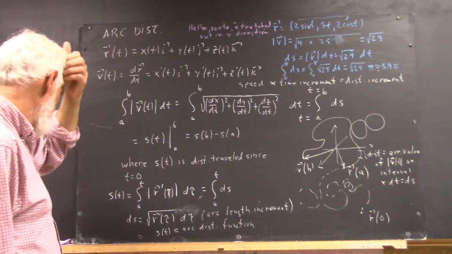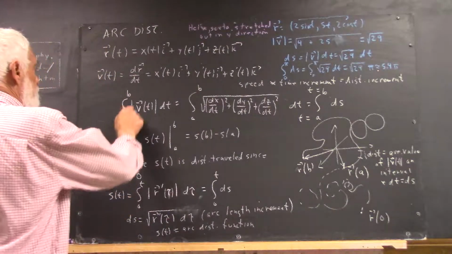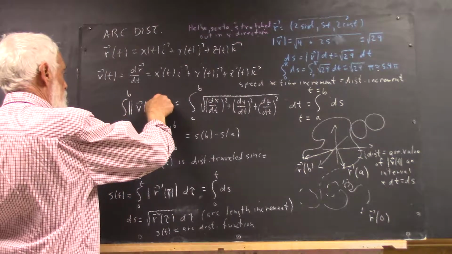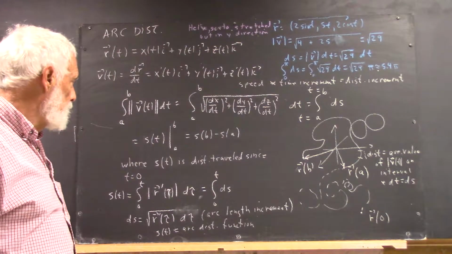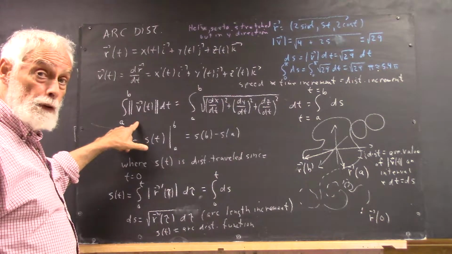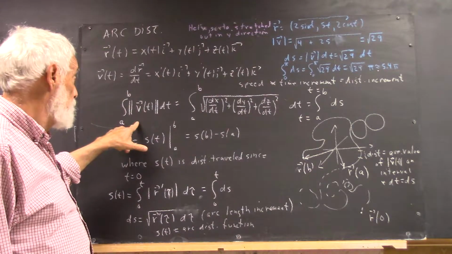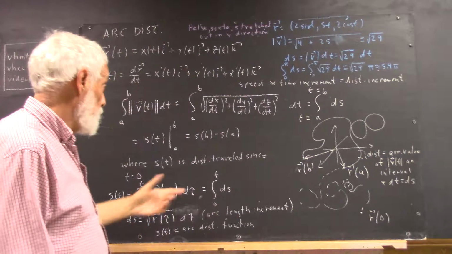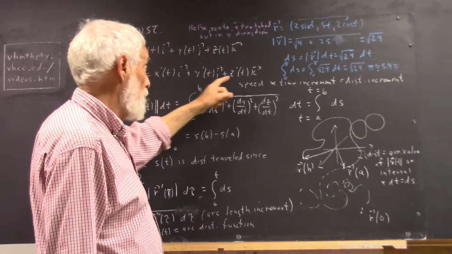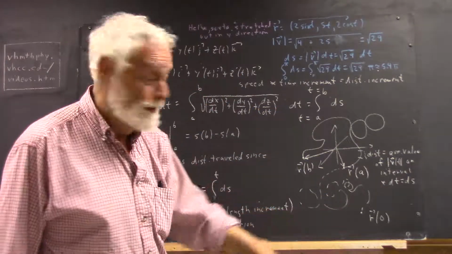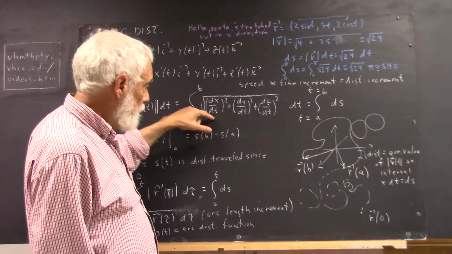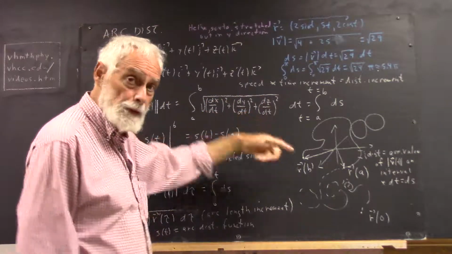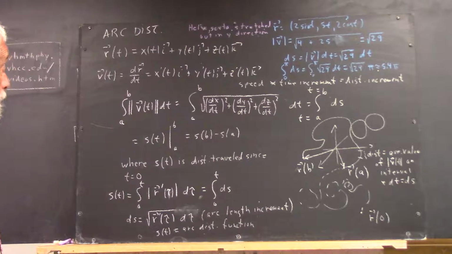I said absolute value, it should be magnitude. And I probably should have used a set of absolute value signs with attitude. Magnitude of v of t. And that's just clearly the square root of x prime squared plus y prime squared plus z prime squared. I wrote that as dx dt squared plus dy dt squared plus dz dt squared.